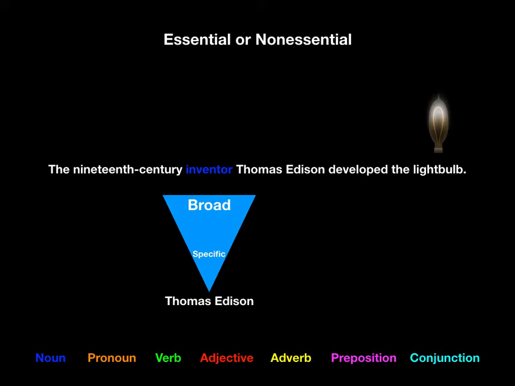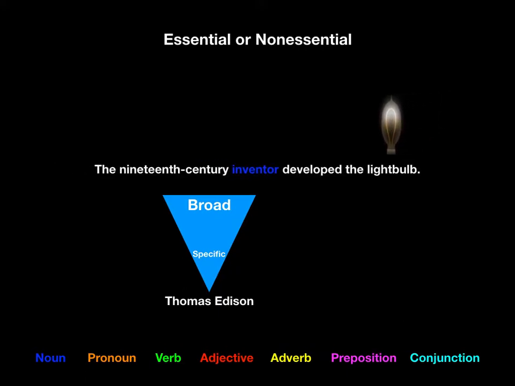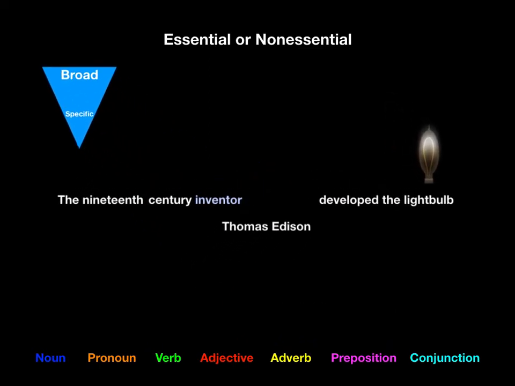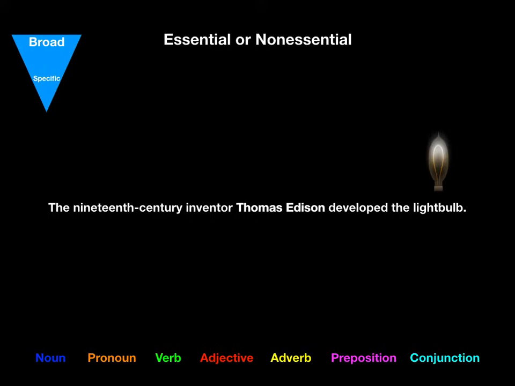If we eliminate Thomas Edison from the sentence, the example reads, "The 19th century inventor developed the light bulb." Without Thomas Edison, we don't know which specific inventor we are talking about. Therefore, Thomas Edison will be essential for the sentence. Since Thomas Edison is essential, we cannot place commas around it and must merely reincorporate it into the sentence. The 19th century inventor, Thomas Edison, developed the light bulb.